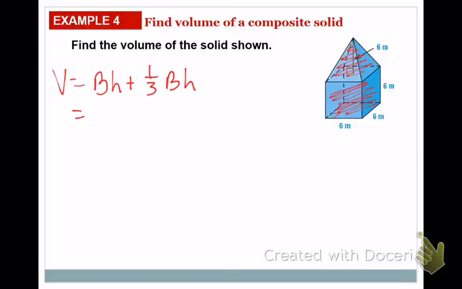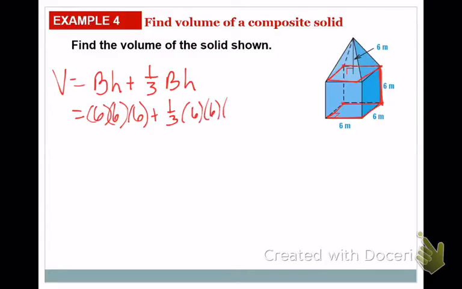Well, in this bottom prism, the base is in the shape of this square. So the area of that square is just 6 times 6. And the height is 6. We add to that 1/3 times. Now the base of this pyramid is also the square with the same dimensions, 6 times 6. And the height here is 6 again. So a bunch of 6's.